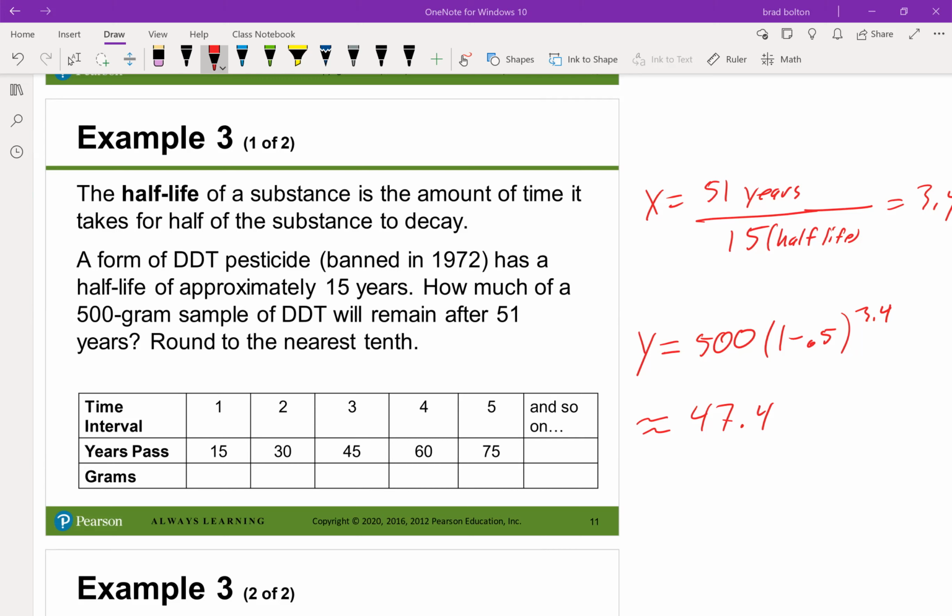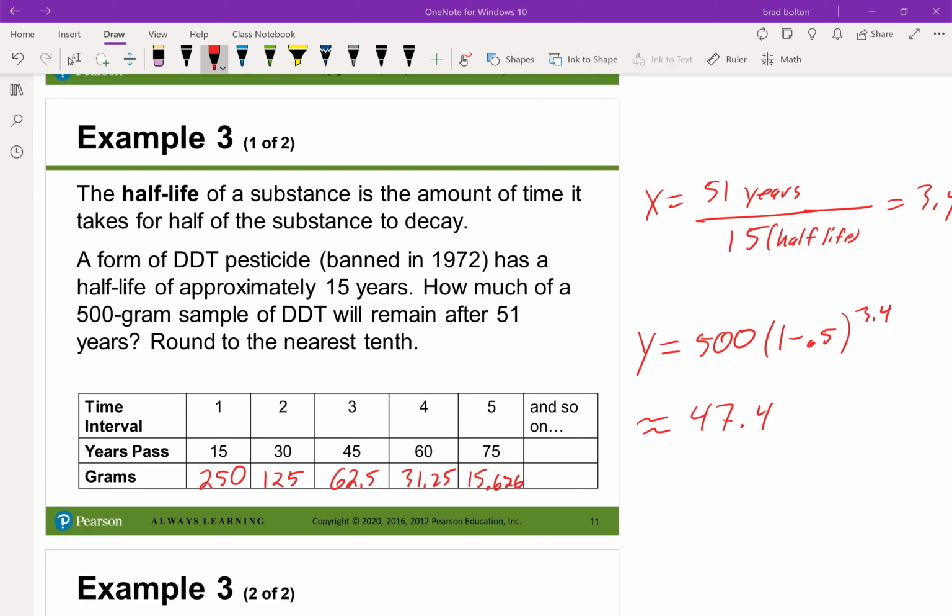3.4. Do you see how it doesn't quite match what I want? You see 3 is 62.5 and 4 is 31.25. So this is where doing it by hand helps. If we wanted to do the table in the previous problem, we know there's 250 left after 15 years, half of 500. Half of that would be 125, then 62.5, then 31.25, and then 15.625.